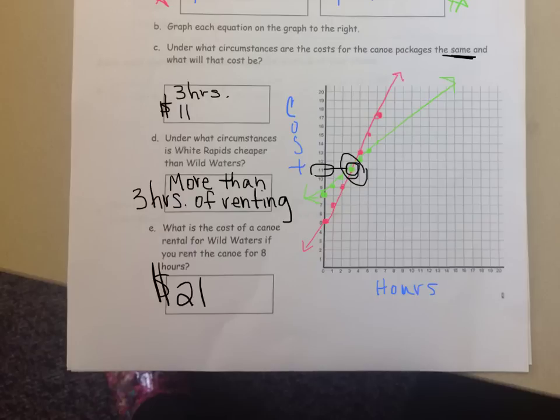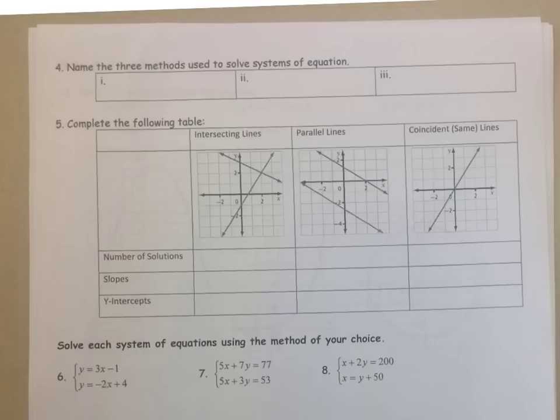Okay, guys. Name the three methods you use to solve systems of equations. The first method is graphing. The second method is elimination. And the third is substitution.